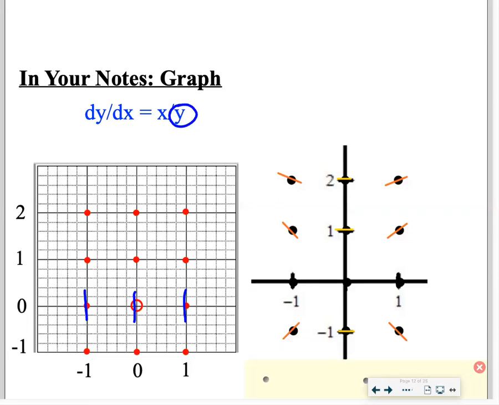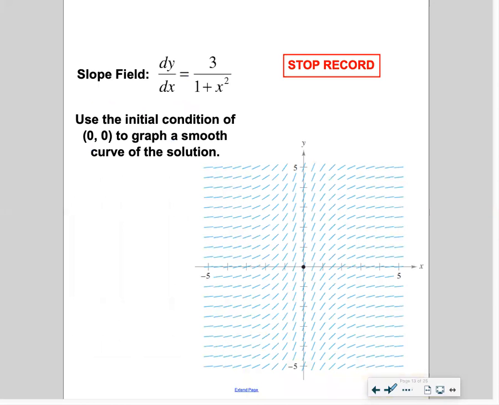Okay, last thing I want to show you guys, and you don't have to write this part down because it's just a huge slope field. But on the back of the sheet that I'm going to give you, it asks you to sketch an approximate curve along the slope field. To do that, it all depends on where they're telling you to start from. So in this case, it gives you a slope field and says use the initial condition of 0, 0 to sketch a smooth curve to the solution. So whatever point they give you, that's the point you start at, right?